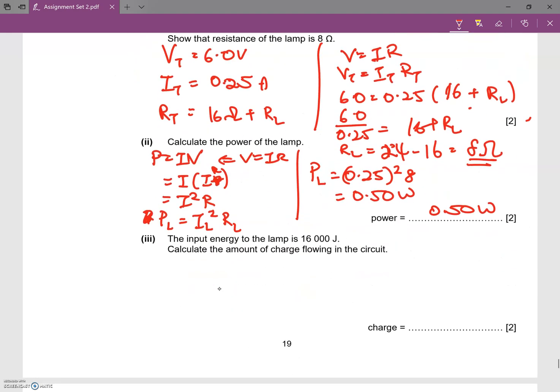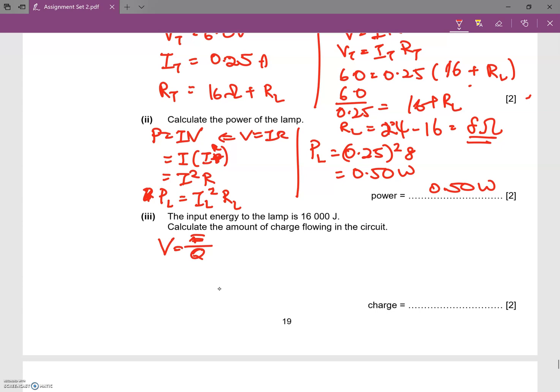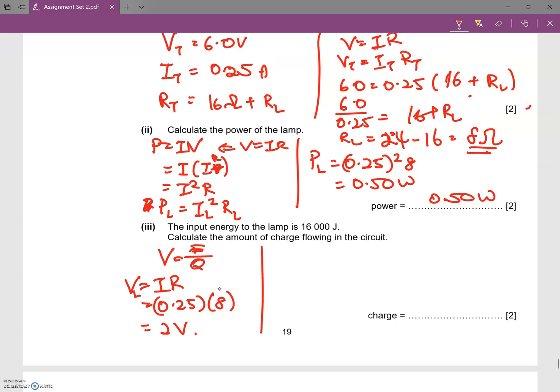Now, they say the input energy to the lamp is 16,000 joules. This is for part 3. Calculate the amount of charge flowing in the circuit. So for this one over here, I got energy, I got charge. So actually I need to use V equals to E over Q. But before I can do that, I need to find the voltage in the lamp. Voltage across the lamp. So to find the voltage across the lamp, I just use V equals to IR. I know I is 0.25. I know resistance of the lamp is 8. So what I'm going to get here will be 2 volts. So the voltage of the lamp is actually 2 volts.